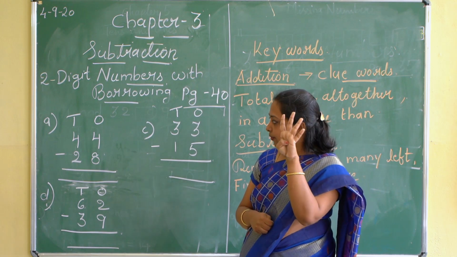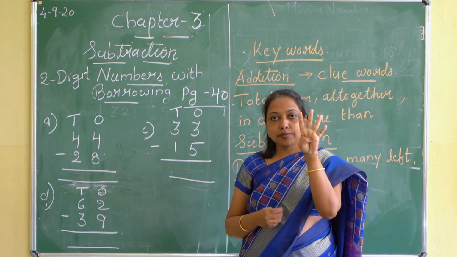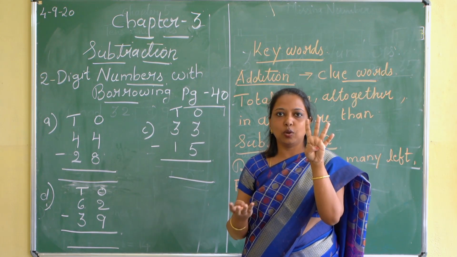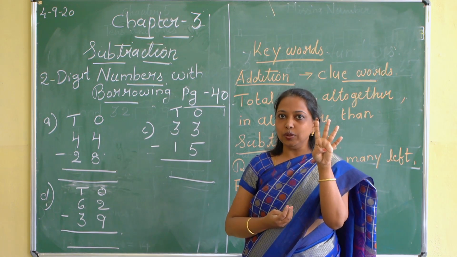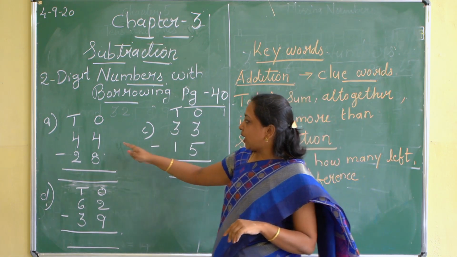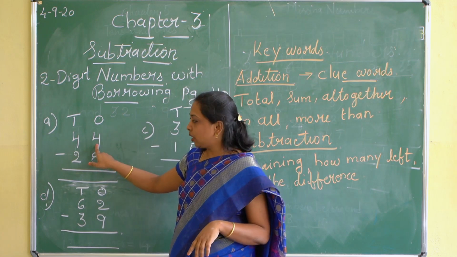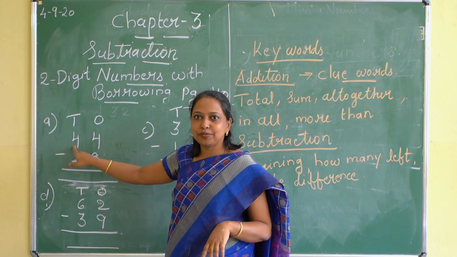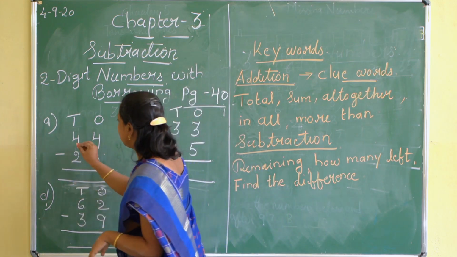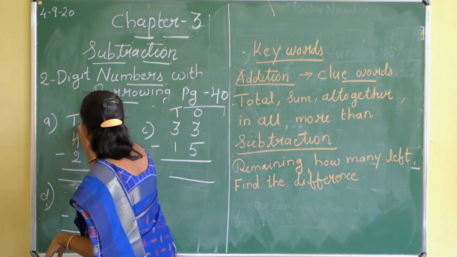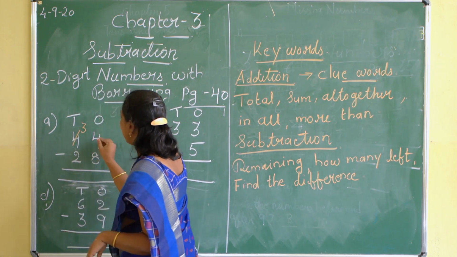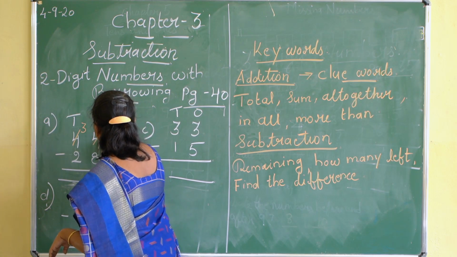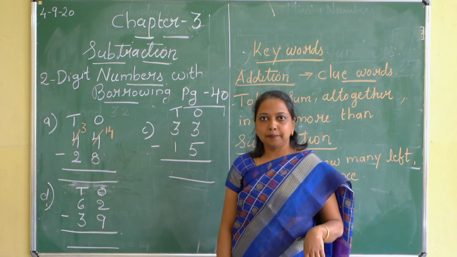How will you subtract 8 from 4? Is it possible? No. So what do we have to do? This 4 borrows 1 from the neighbor 4. So this 4 becomes 3 and this 4 becomes 14. Okay.